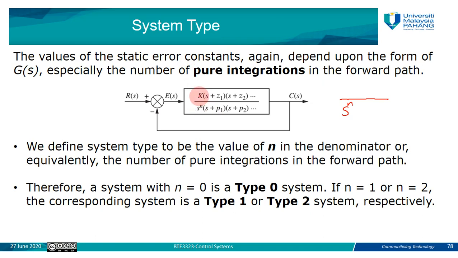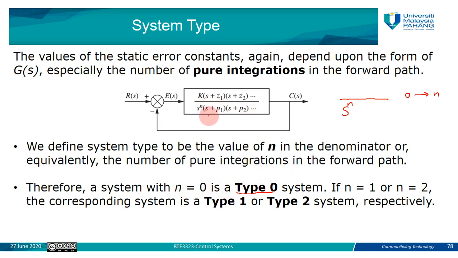As you can see here, this is the open loop transfer function, which consists of zeros and poles factors. So we have s to the power of n, and this n can change from 0 to any number. The first value of n is 0. If n is 0, then s to the power of 0 is 1, so we do not have any poles at the origin. In this case, we call our system type 0.